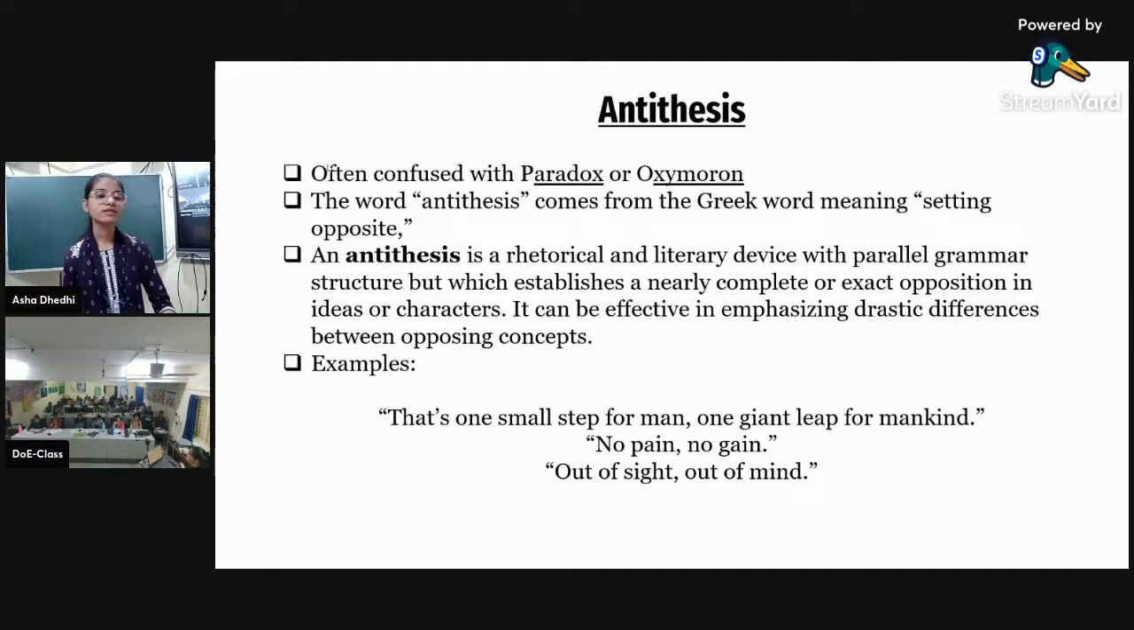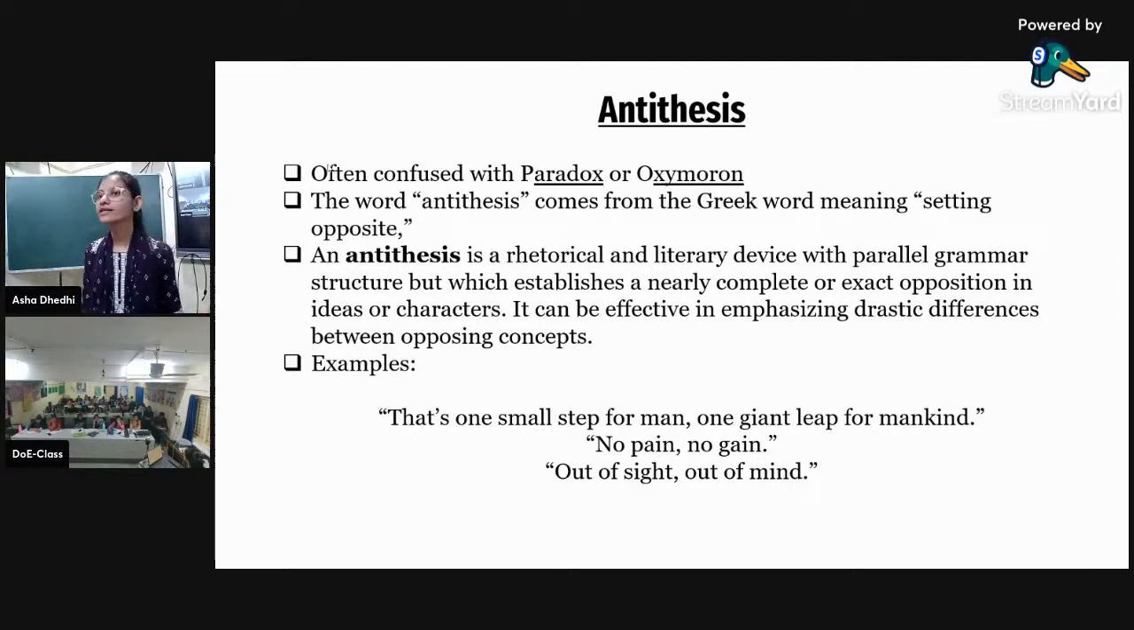Antithesis is a word which is often confused with paradox or oxymoron. These three terms are similar, right? If you want to search for a meaning, then within these three terms you will find that they are giving certain contradictory ideas within one sentence. Then it is considered as paradox and oxymoron. But there are certain minor differences which you have to identify. The word antithesis comes from the Greek word meaning "setting opposite." Right? So two opposite sentences, two opposite meanings, or two opposite ideas combined in one sentence would be considered as antithesis or paradox or oxymoron.